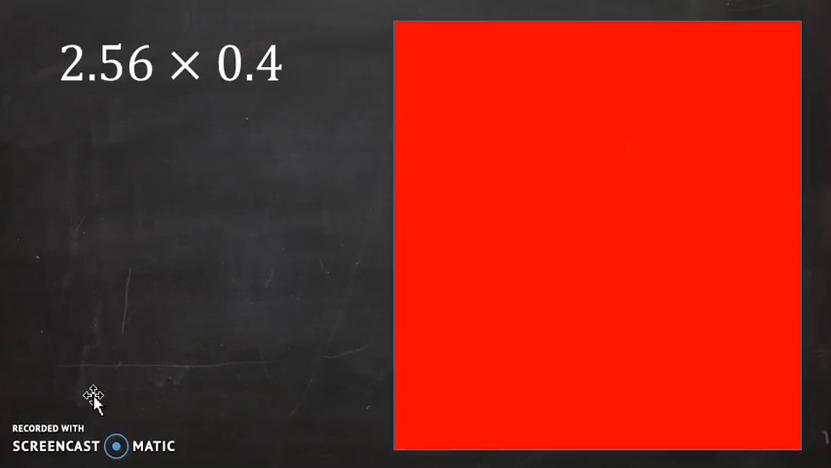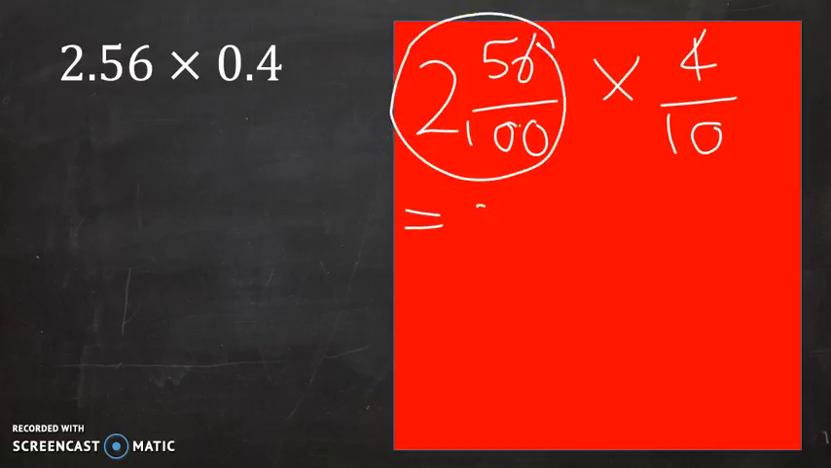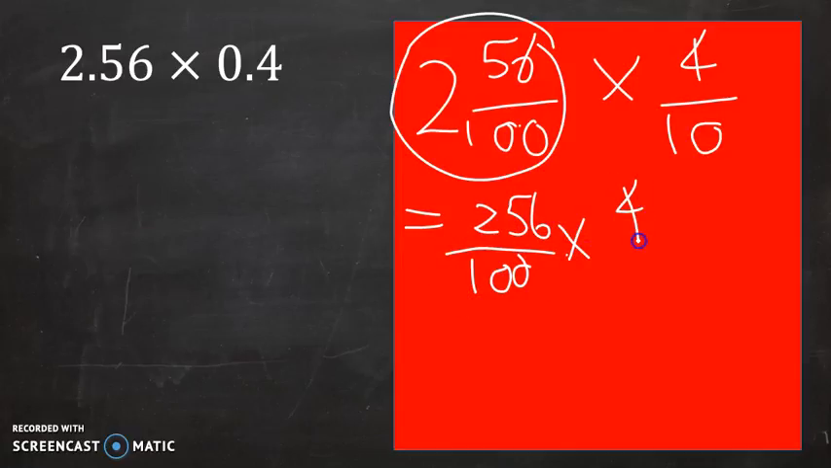Let's have a look at another example. Here we've got 2 wholes and 56 hundredths. I'm going to times that by 0.4, which is 4 tenths. If I change this mixed number to an improper fraction, it's 256 all over 100 times 4 tenths.